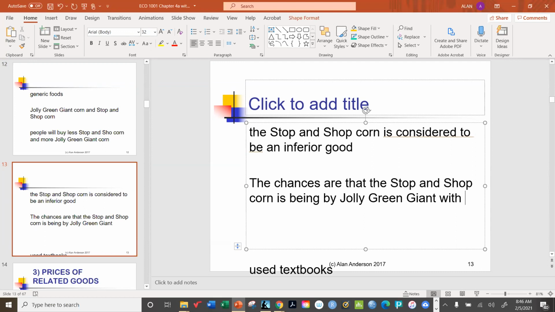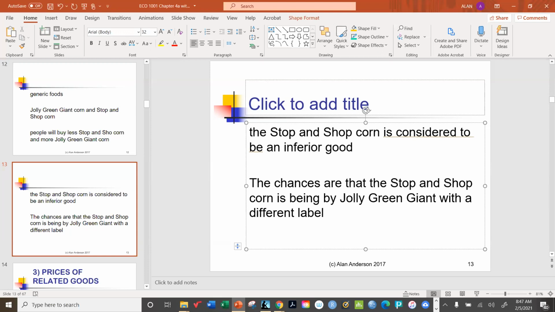With a different label, it is not uncommon for the major corporations who are selling products like Jolly Green Giant corn to also make the generic brands as well. And why is that? Well, again, we'll have this conversation in a different chapter, but what they're really trying to do is capture the market from people who are willing to pay a premium price for the Jolly Green Giant name and the ones who are not.